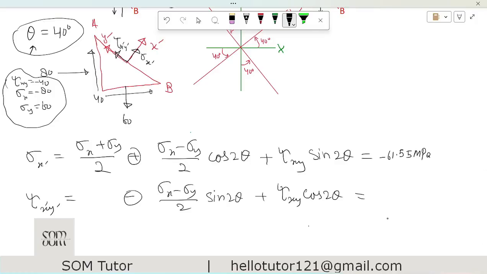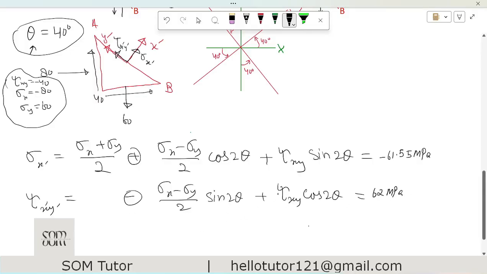Now let us find the value of tau x prime y prime. It is negative (sigma x minus sigma y) by 2, it is minus (minus 80 minus 60) divided by 2 times sine of 2 times theta, theta is 40, plus tau xy, which is negative 40, times cosine of 2 times 40, and we got it to be approximately 62 megapascal.